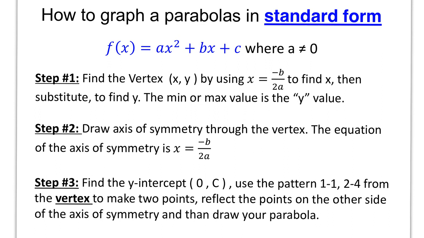But just quickly, when you want to graph a parabola in standard form, you must know which one is your A value, B, and C. Step number 1, you're going to find your vertex. Step number 2, you're going to draw the axis of symmetry through the vertex. And then step number 3, we need to find the y-intercept. We are going to use a pattern. We are going to graph 2 points from the vertex and then reflect those points on the other side of the axis of symmetry. So let's go ahead and try an example.